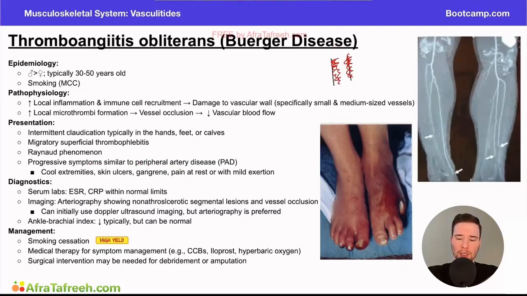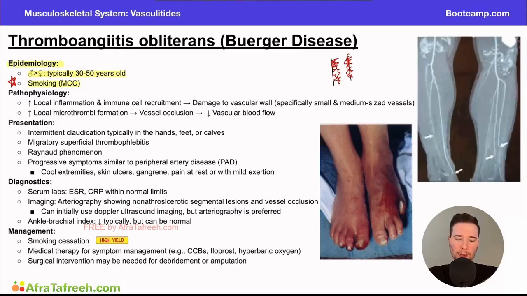So if we turn our attention to the epidemiology here, we see that this condition is more common in men compared to women, and it typically is going to affect the 30 to 50-year-old age range. One of the really important things I want you to know for test day is that smoking is the most common cause of this condition. This is really important because later on we're going to tie this into the management options, and as I'm sure you can guess, not smoking is going to be a management option for this. If we remove the triggering factor for this condition, that's going to be one of our primary treatment options.